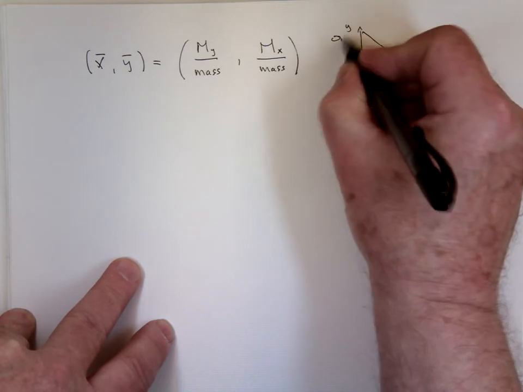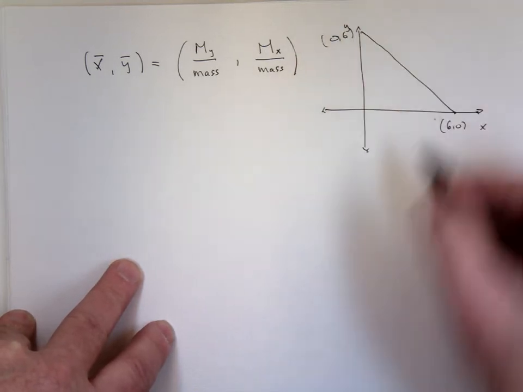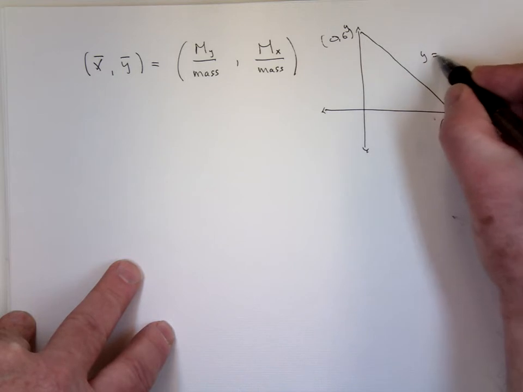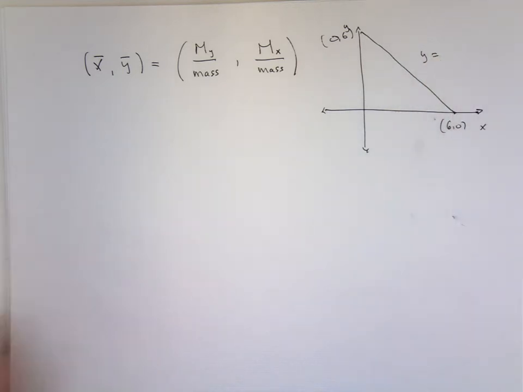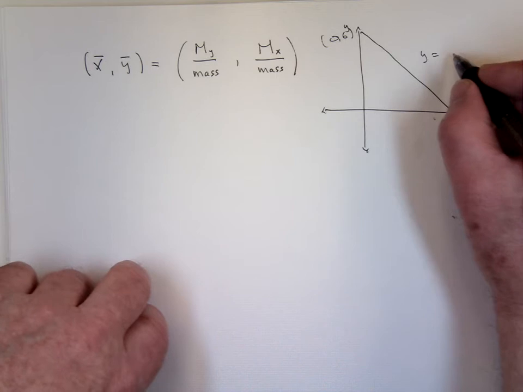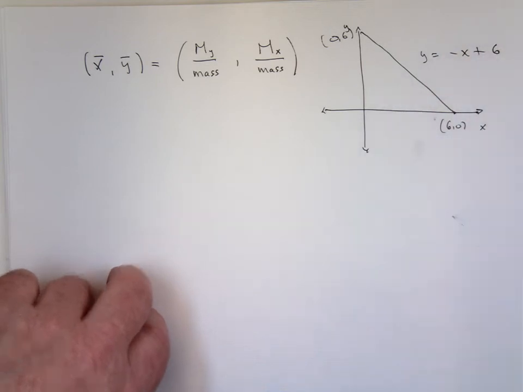The equation of this function here, what would the equation of that line be? I hesitate to ask, but I will ask, being the brave soul that I am. What's that? 6 minus x. Thank you. 6 minus x, opposite of x plus 6, we'll put it in that form, but 6 minus x is fine. That's our function.